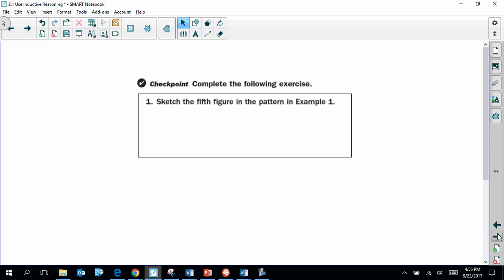Go ahead and take a moment and show me what the fifth figure would be in the same pattern. Pause the video and draw out your pattern, and when you're done, hit play and see if yours matches mine. All right, so hopefully we have our fifth figure drawn out. When x is 5, it should be divided into 10 equal regions, where the lower left-hand corner is still the one that's shaded.